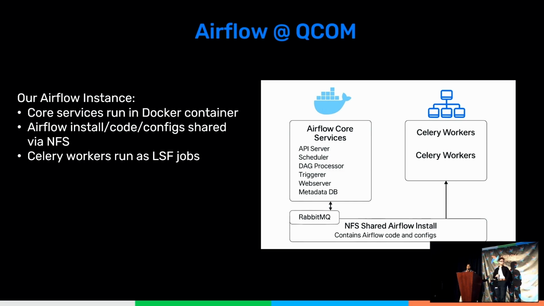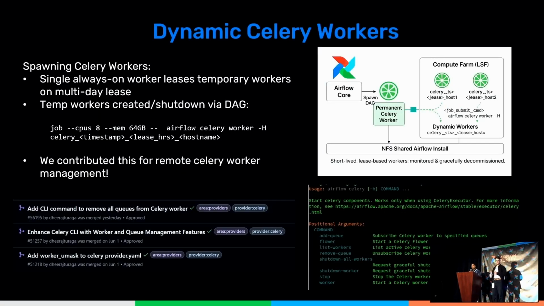So the main problem that we had with Jenkins is that we had hundreds of nodes, and we did not want to manage all of those nodes. So we really wanted a simple solution where we could leverage our LSF Slurm job scheduler to basically spin up Celery workers on demand. So that's essentially what we came up with.